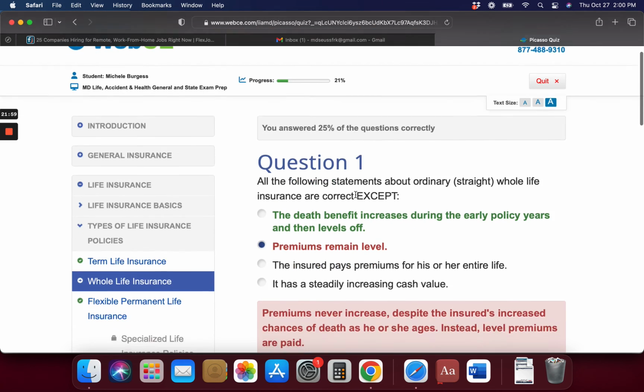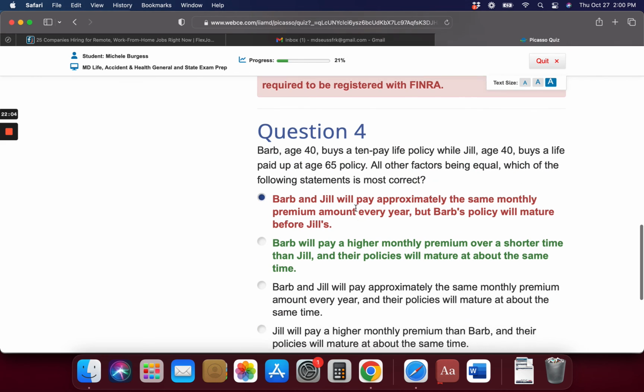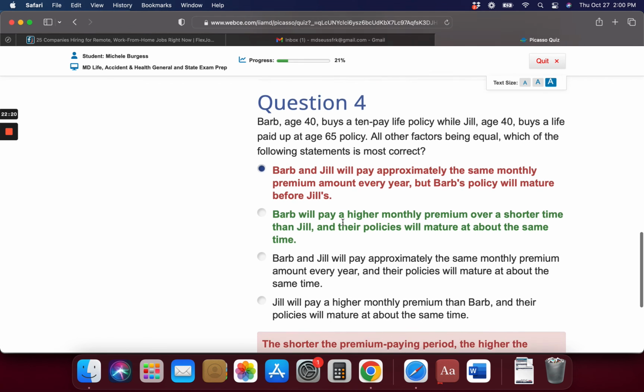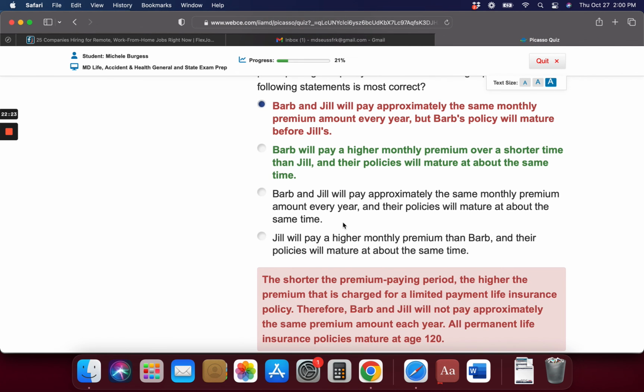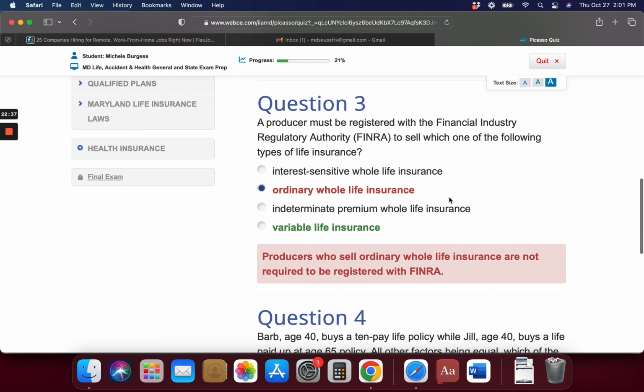Alright, let's see. I only got one right here, so I didn't do very good. This last one would be Barb will pay a higher premium over a shorter time than Jill, and their policies will mature about the same time. Barb, who's only got a 10-year plan, will pay a higher premium. The shorter the premium paying period, the higher the premium. So that is charged for a limited pay life insurance policy, and all permanent life insurance policies mature at 120 if you reach that age.